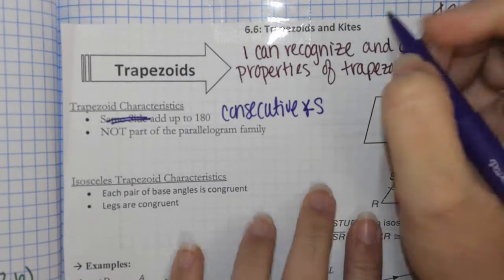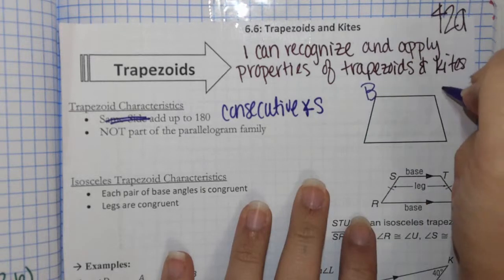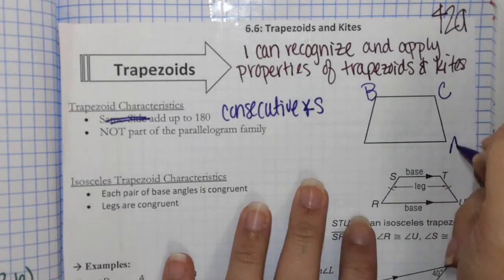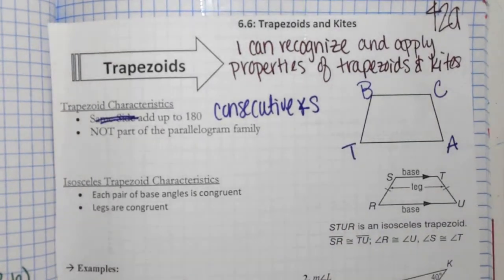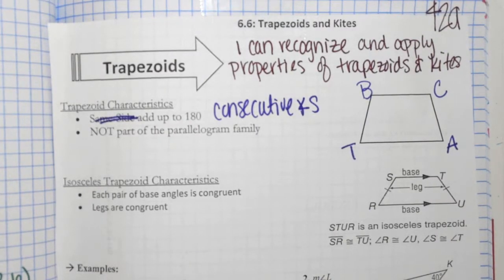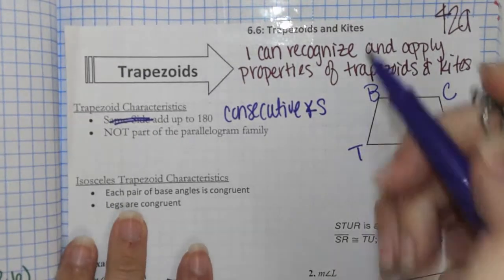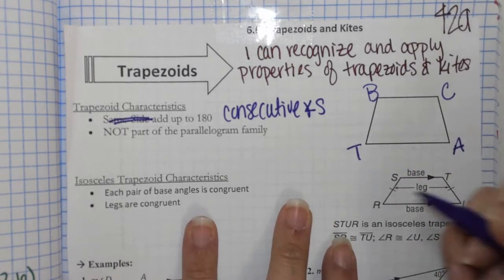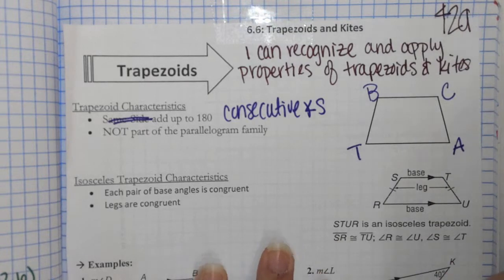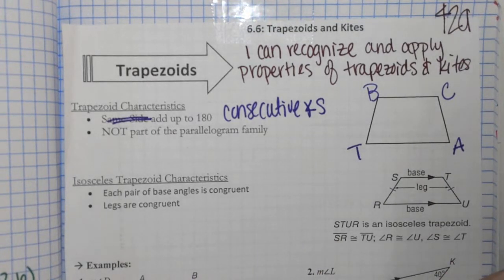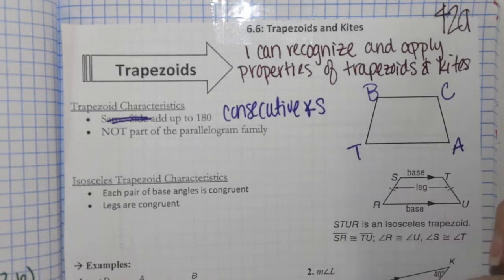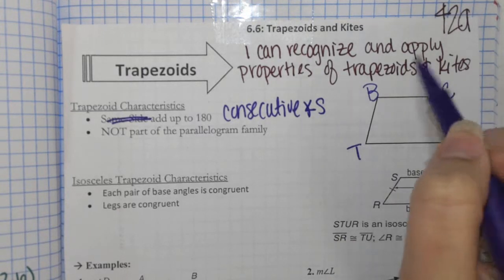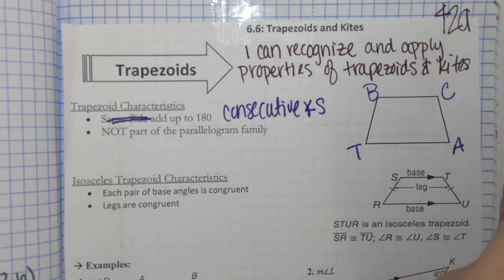So pick a letter. B. Another letter. K. Another letter. Trapezoid BATK. All right, now, which ones are consecutive angles? B and T. Angle B and angle T.